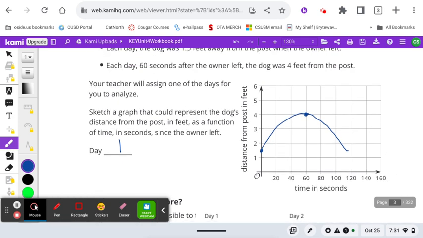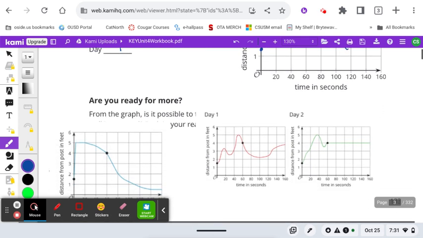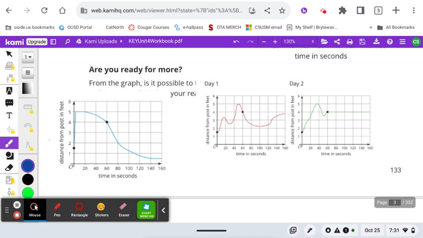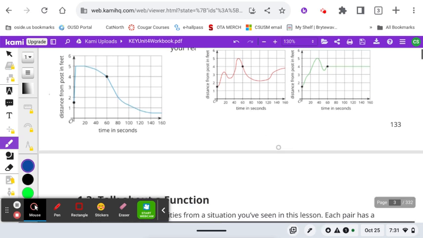Why, by the way, is my graph connected? My graph is connected because the time in seconds is continuous. Time is continuously passing. So I'm going to make that continuous line of what's happening. Well, here's a couple sample graphs that students may have come up with for day 2 or day 3. What do you think? How'd your graph look? Did you make a nice squiggly line?